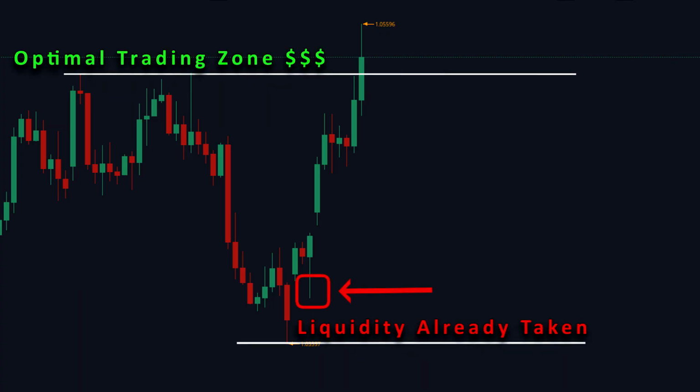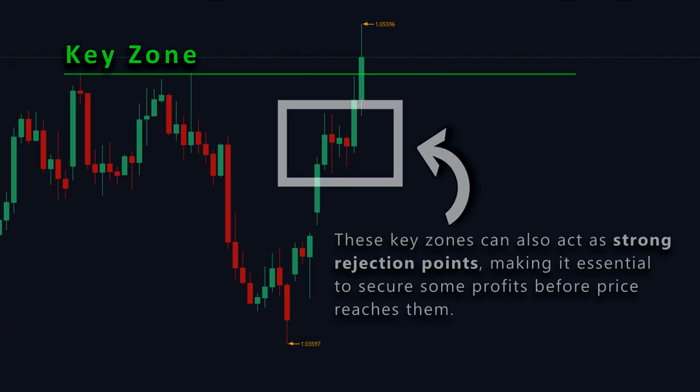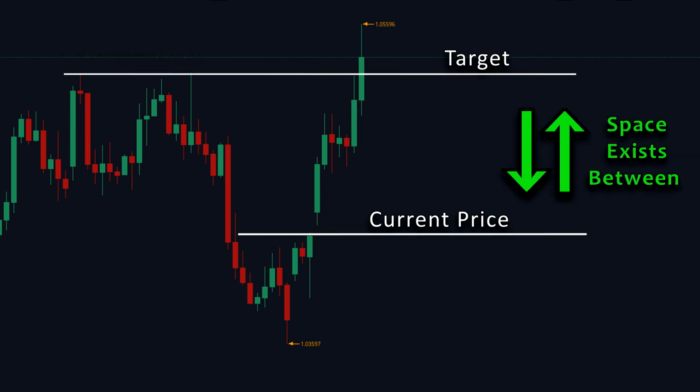Additionally, when liquidity is swept before price reaches an optimal trading zone, it serves as further confirmation for a potential move in the expected direction. These key zones can also act as strong rejection points, making it essential to secure some profits before price reaches them. It's also crucial to evaluate how much space exists between the current price and a significant level ahead. This ensures that any trade taken offers a reasonable risk-to-reward ratio.